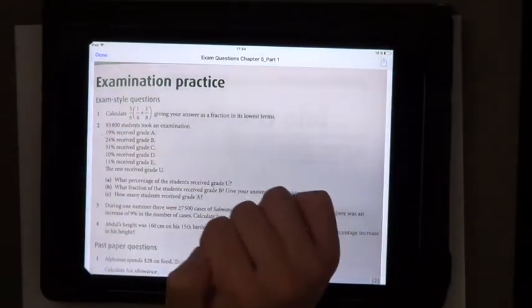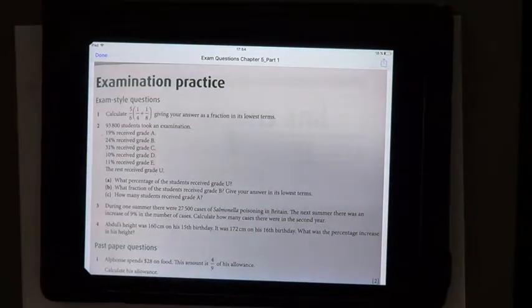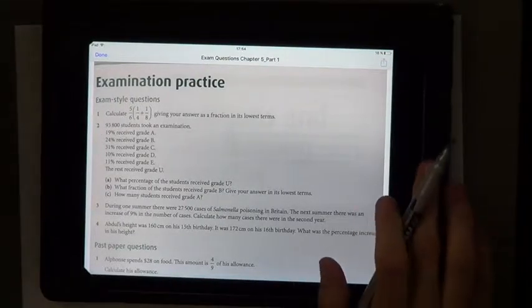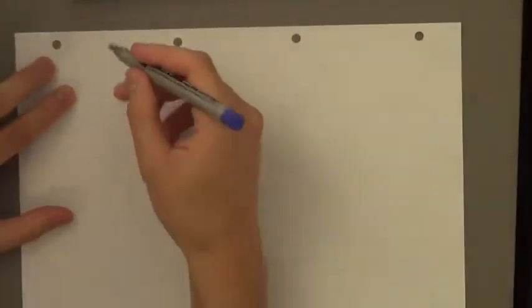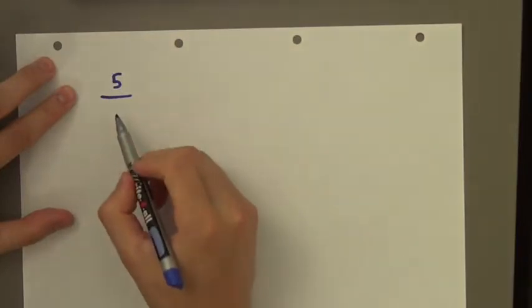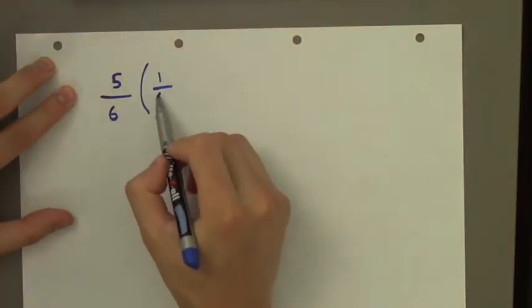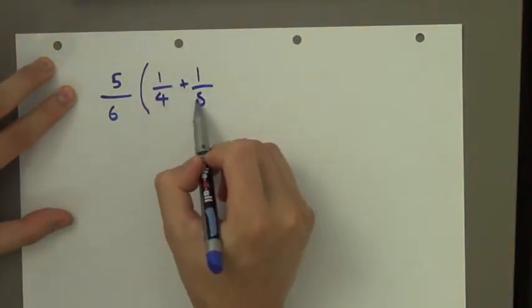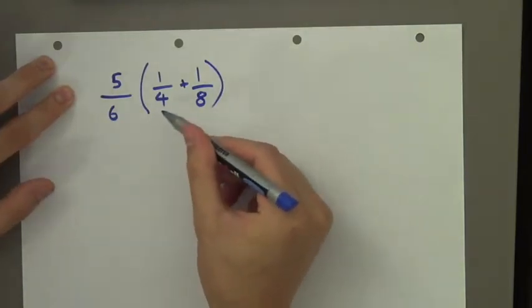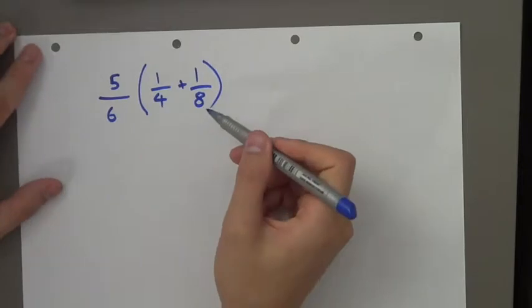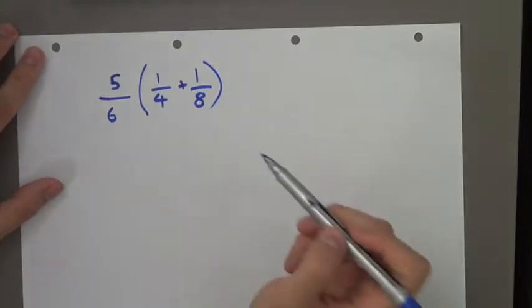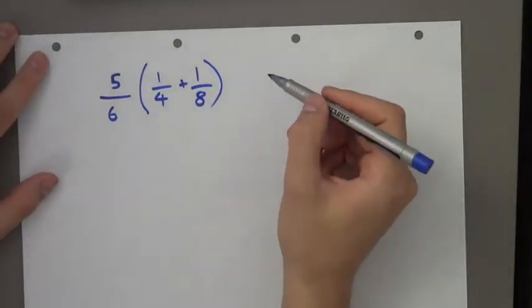So it says calculate 5/6 times (1/4 + 1/8), giving your answer as a fraction in its lowest terms. So, firstly, we need to make the common denominator the same. But I'm gonna do what's in the brackets first. So what are my multiples of 4? I get 4, 8, 12, 16. Okay, with 8 I get 8, 16. So the common denominator is 16.